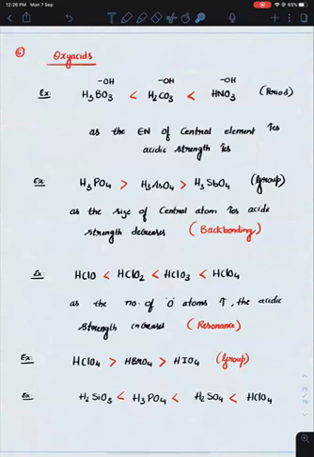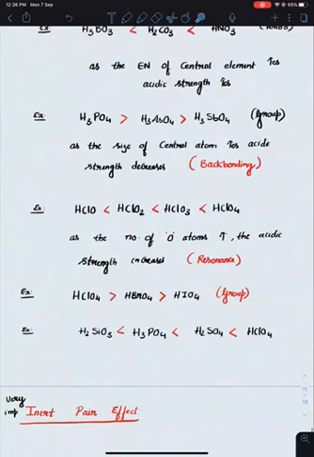All of them belong to same group. If the size of the central element increases, acidic strength decreases. All of them are belonging to the same period. If the electronegativity of the central atom increases, acidic strength increases. Okay. I think यहाँ तक किया हमने.